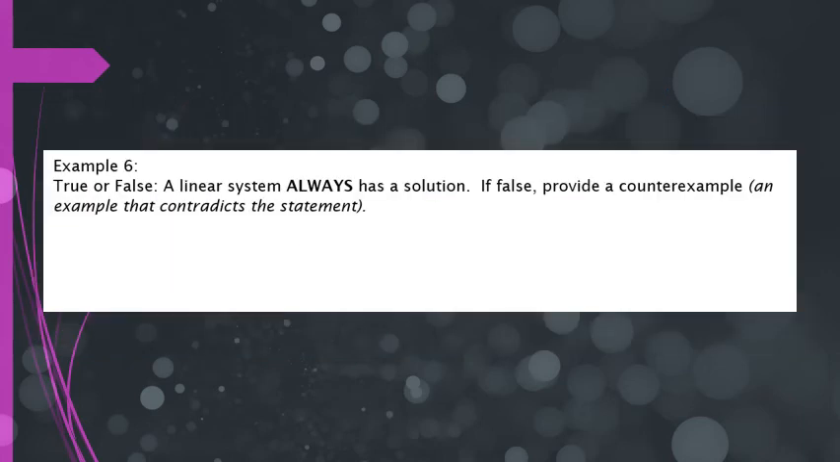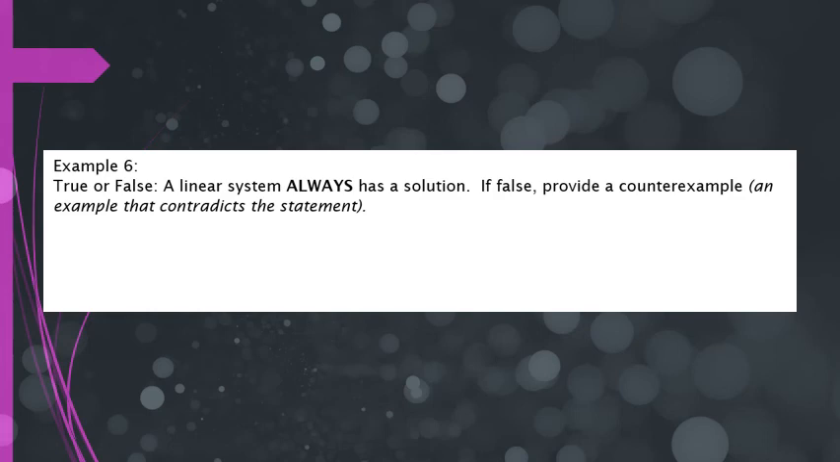This is a true or false question. It's asking if a linear system always has a solution. What that means is, every time that you solve a system of equations, are the lines going to cross? And the answer is that it is false. Then it says if it's false, provide a counterexample. If you go back to example 5, that would be a counterexample. We saw two lines that were parallel and didn't cross each other, so there was no solution.